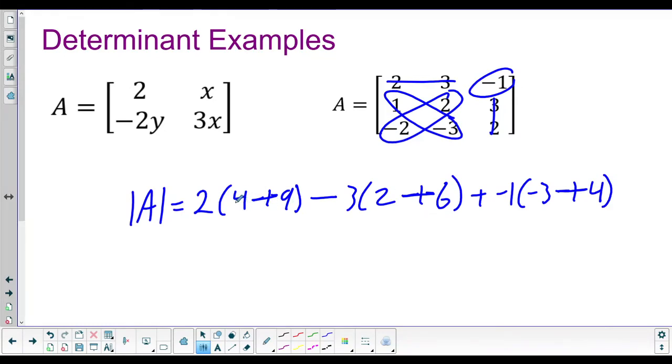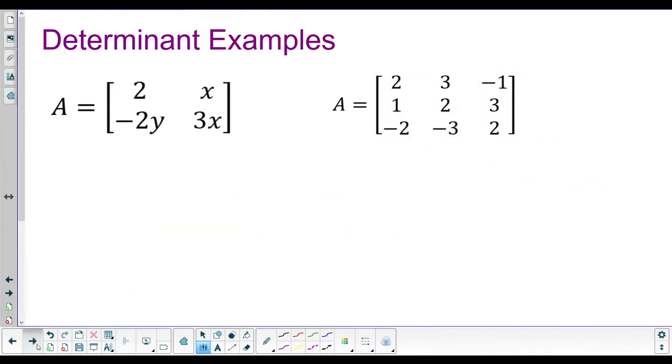So 4 plus 9 is 13, times 2 is 26. 2 plus 6 is 8, times negative 3 is negative 24. Negative 3 plus 4 is 1, times negative 1 is negative 1. So 26 minus 24 is 2, minus 1 is 1. So the determinant of that matrix is 1. Cool. So there we go. That's how we could do our determinants. I'm not going to do it the other way because you probably don't want to sit and watch me do determinants all day. Plus, we're going to do determinants over here anyway.